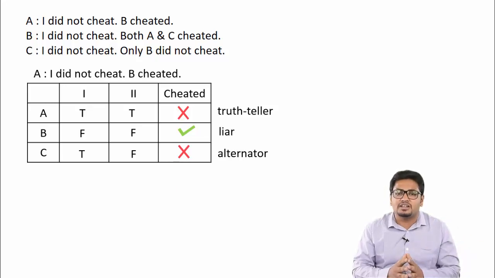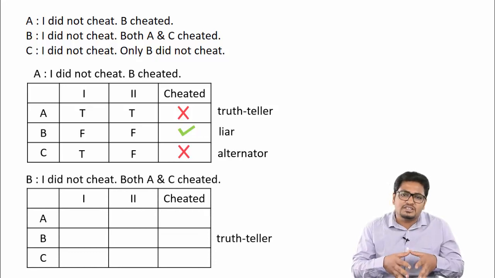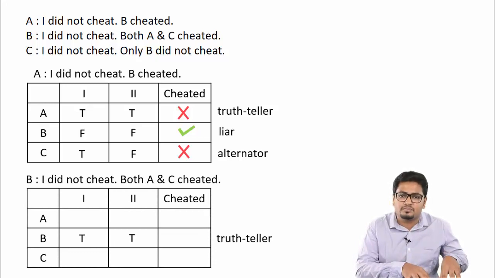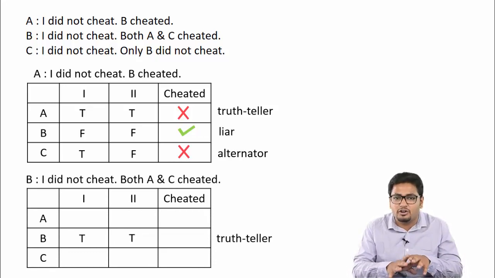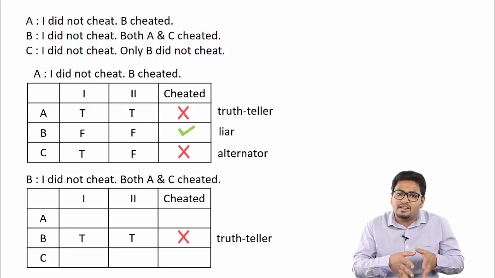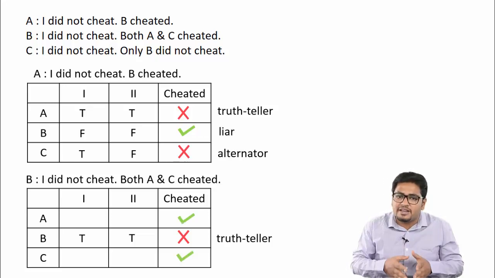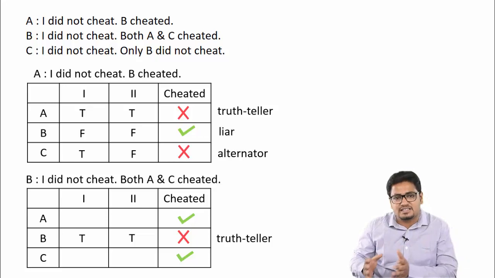Now let's make another table and assume B to be the truth teller. So both the statements by B become true. This means B did not cheat and it is true, right? And A as well as C cheated is also true, which makes the first statement both by A and C false.